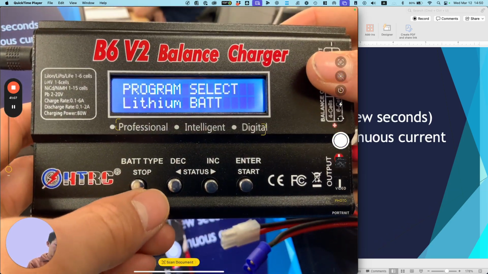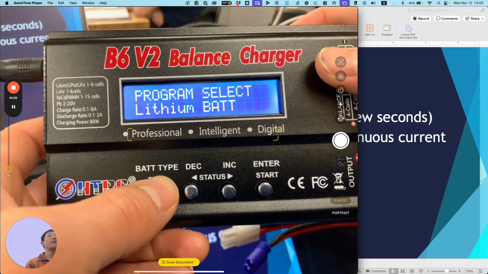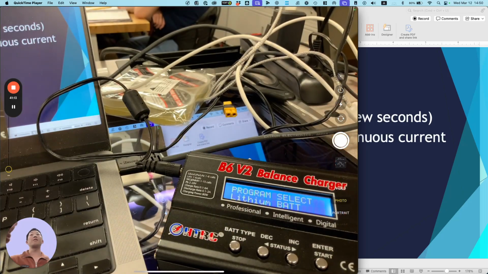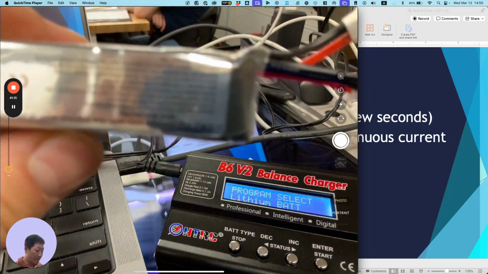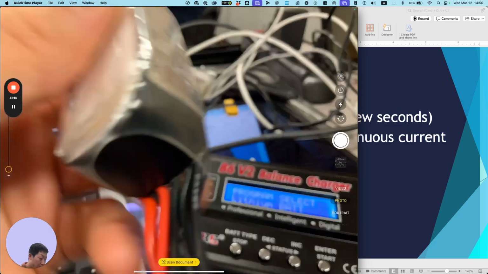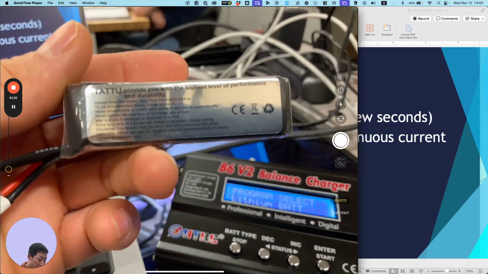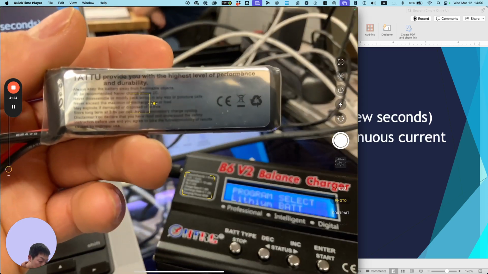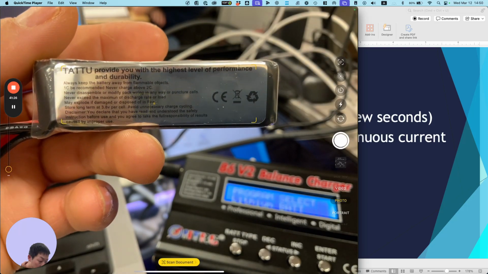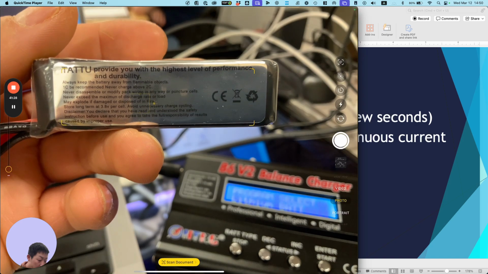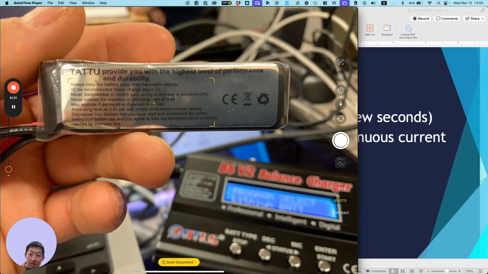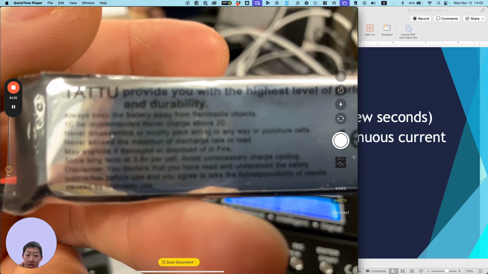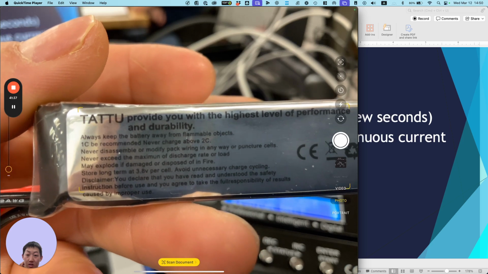Those pictures I sent you, I was paying attention, it stops at 60% or 59%. Yeah, that makes sense. Actually, if you look at the back of this battery right now, you notice it gives you similar instructions. You see right here, on the second line, 1C be recommended. Never charge above 2C.